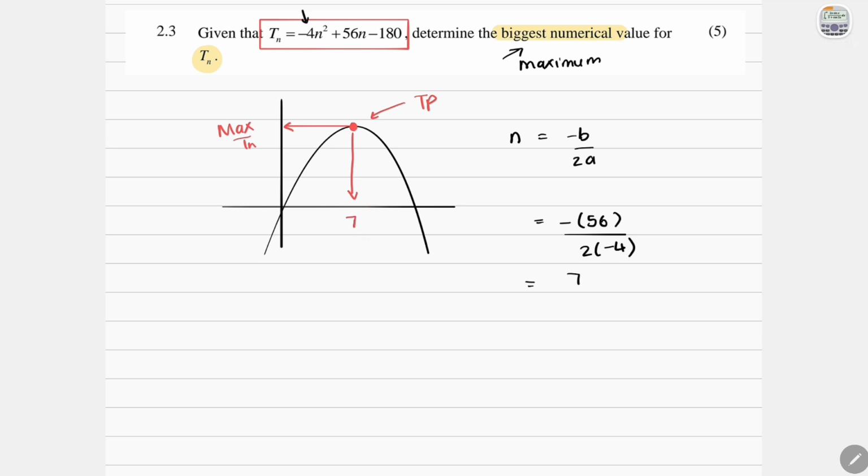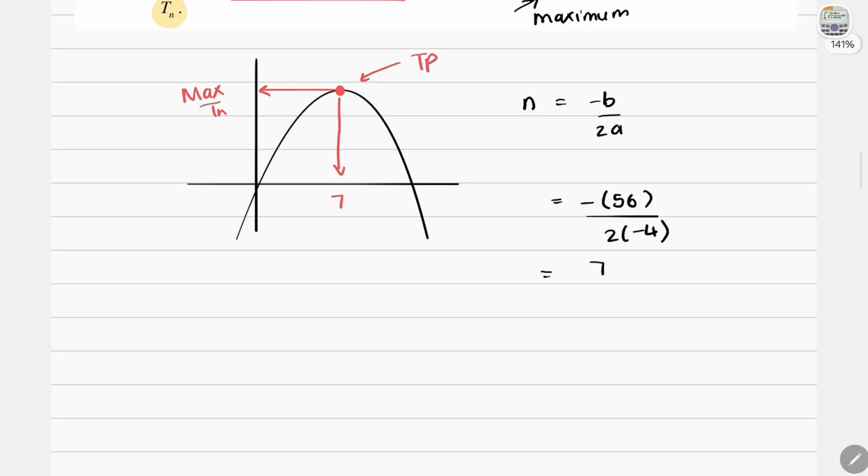This is just the x value really at which we will have that maximum. And now to find the actual maximum, we're going to take that n value and substitute it into the equation of our function so that it can tell us the corresponding y value. Okay, that Tn value.